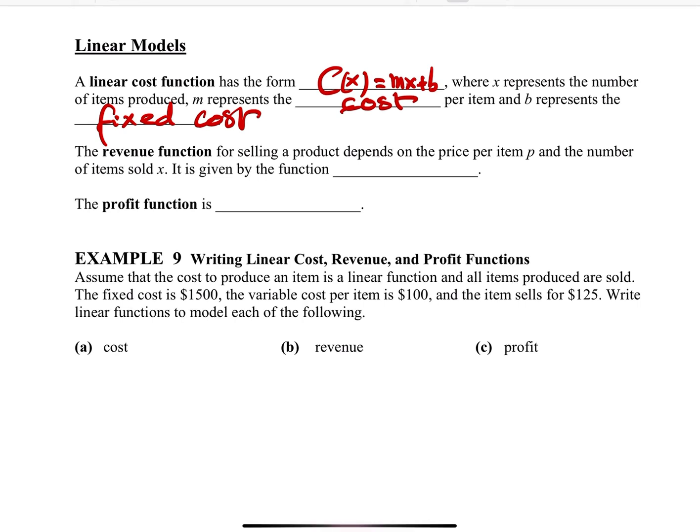Okay, the linear cost function is like this. It is written like this. Now, the m represents the cost, and the b represents the fixed cost. Okay?